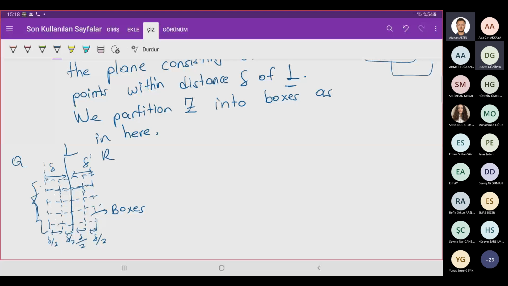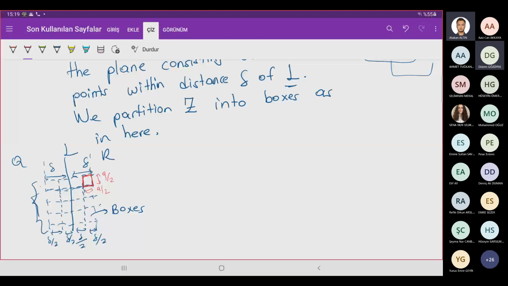How will I prove that? Think about a box, one of them. Let's pick this one. It doesn't matter, they are of the same size, delta over 2 each. So there might be points in this box. Assume that there are 2 points in this box, at least 2 points. What is the maximum possible distance between these two? They are squares of size delta over 2.